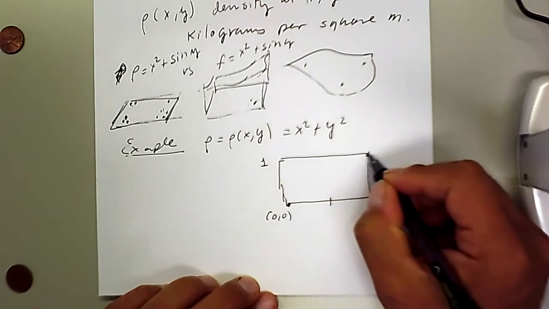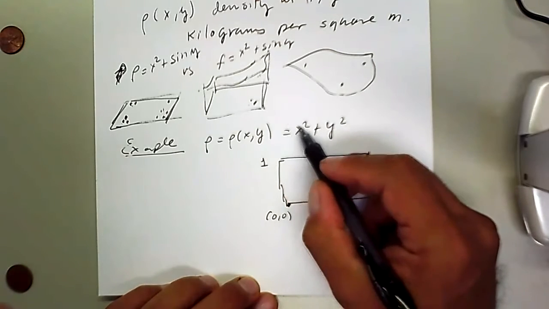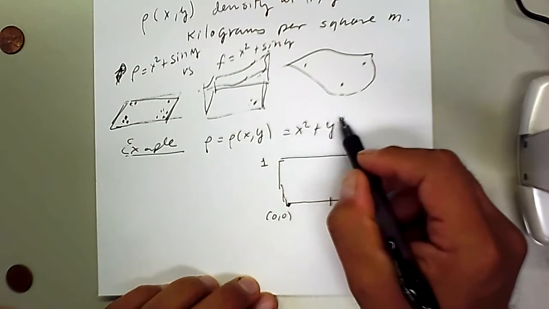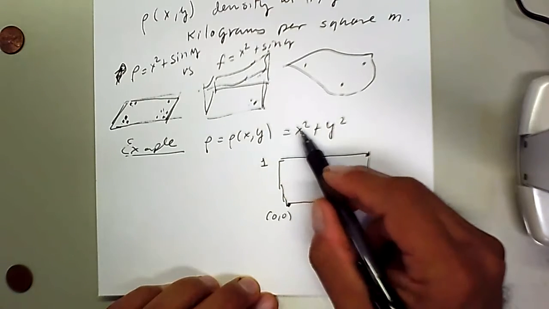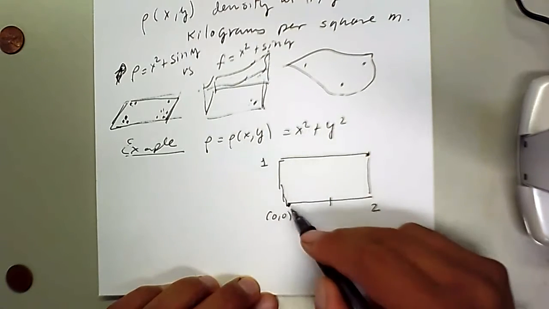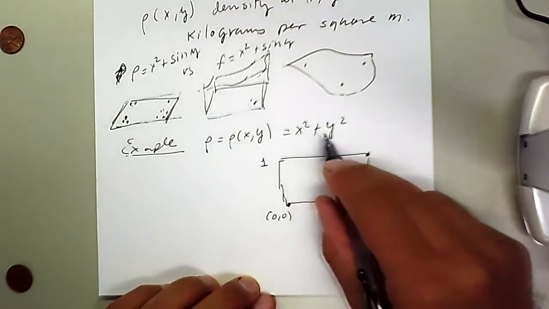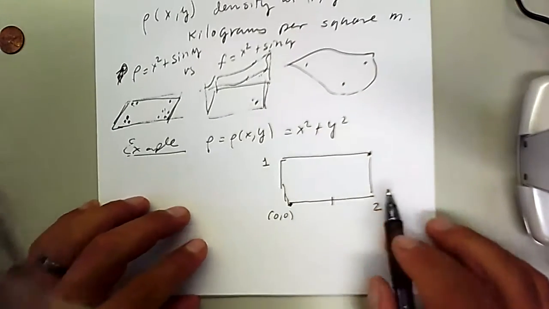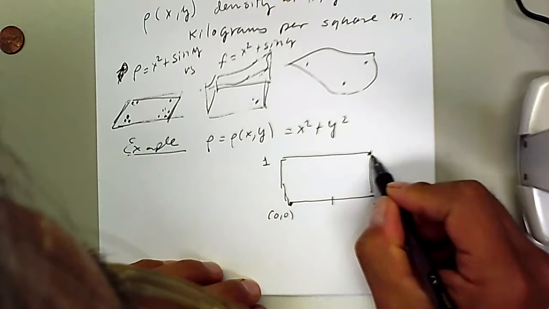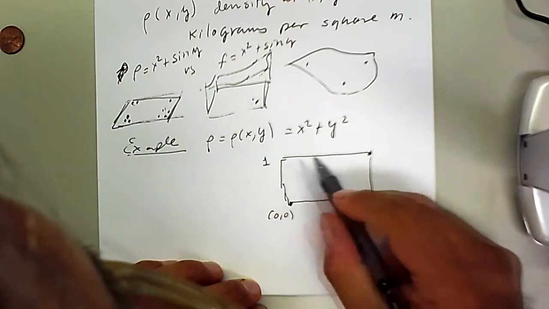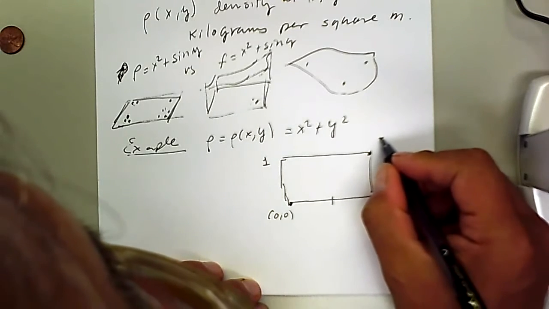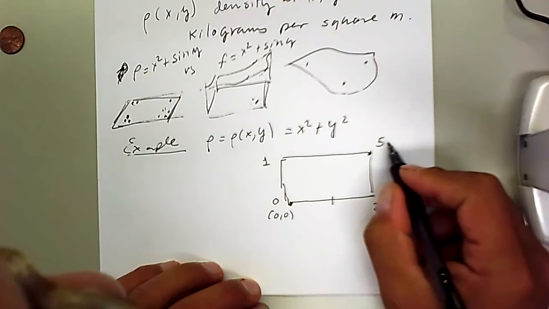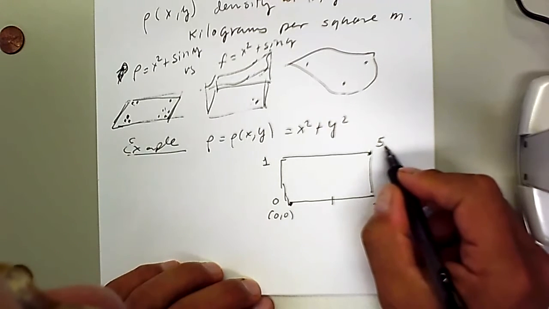Or the other way to think of it, if you take a square root, which is a one-to-one function, then you end up with the distance of the point xy to the origin. So the farther away, the larger this number will be, even with the square root. So the density at this point will be 5 because 2 squared and 1 squared is 5. So that is the density. The density at the origin is 0. Here it is 5 kilograms per square meter.